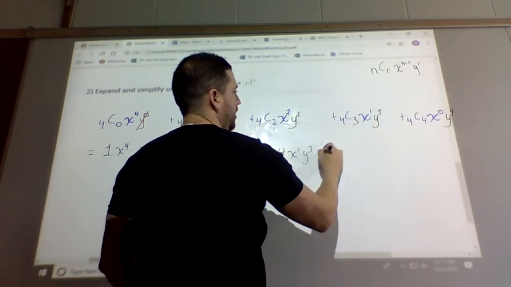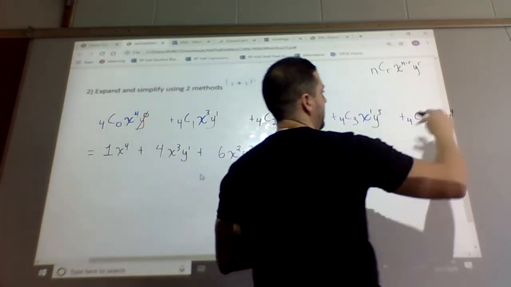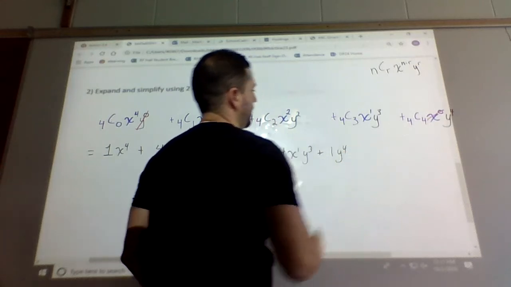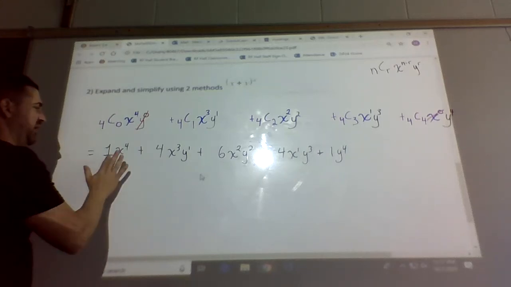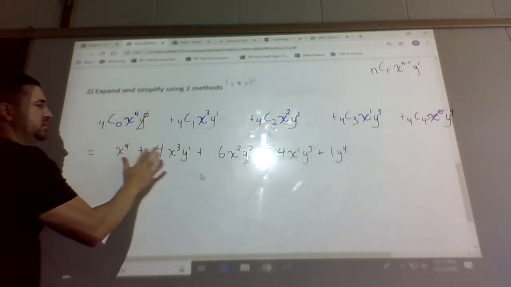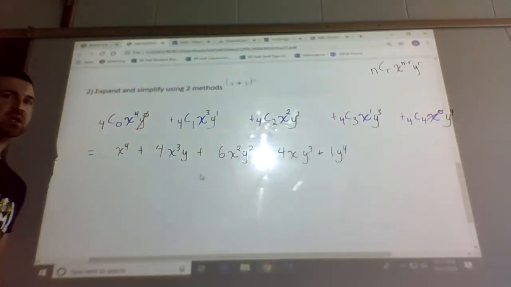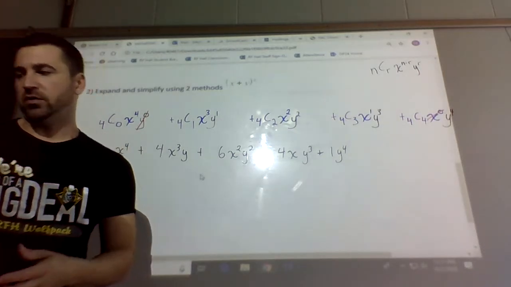And lastly, 4 choose 4 is 1. Cross off your x to the zero, that's just 1. And then y to the power 4. So you get the exact same answer. Just to make it a little bit neater, take away the 1s here, here, and here. And there you have expand and simplify using the binomial theorem. Okay, so we did Pascal's triangle and then the binomial theorem.